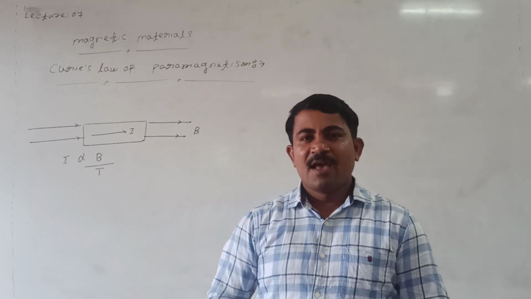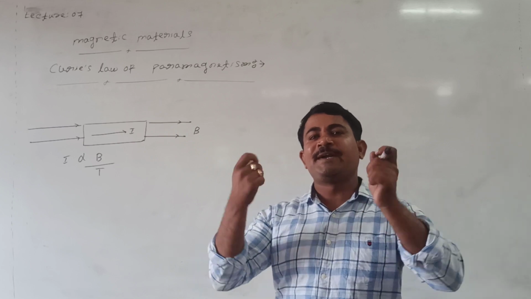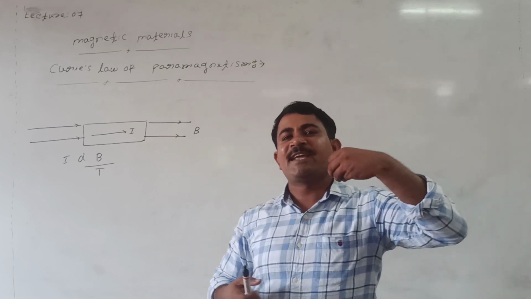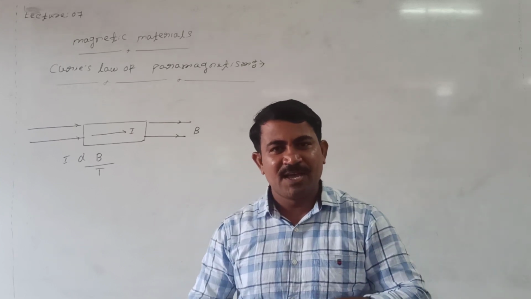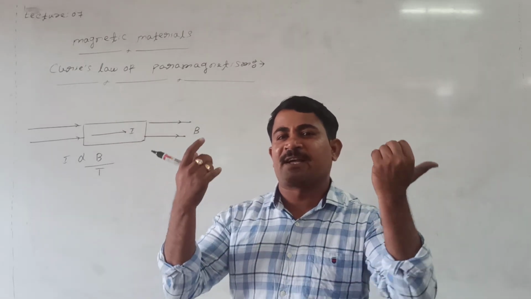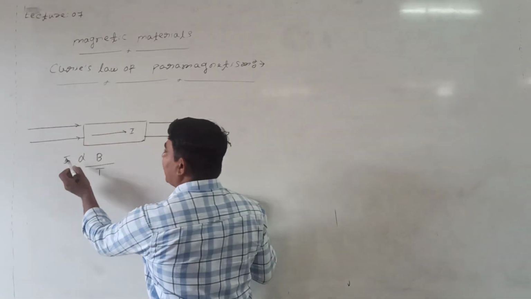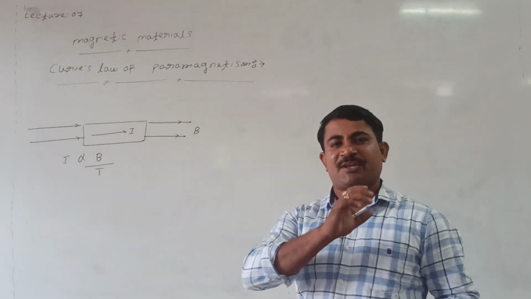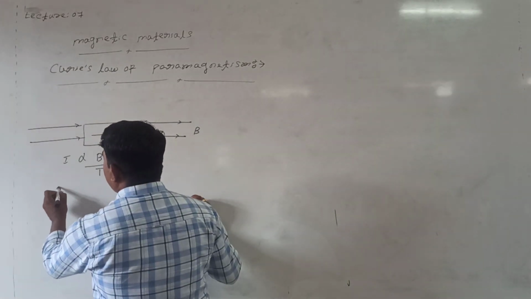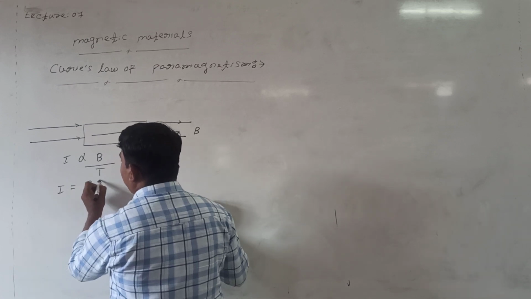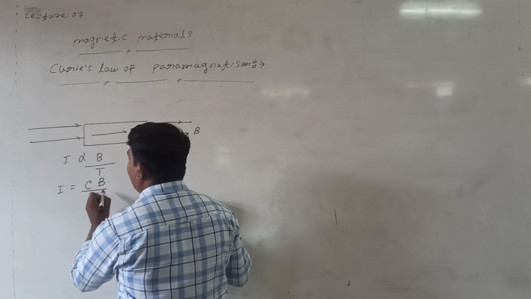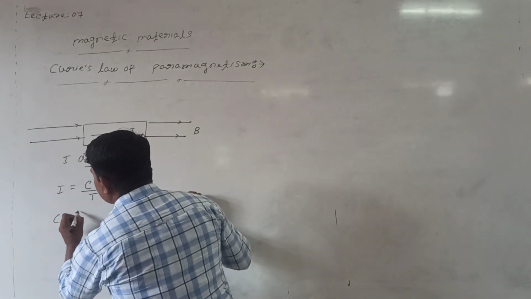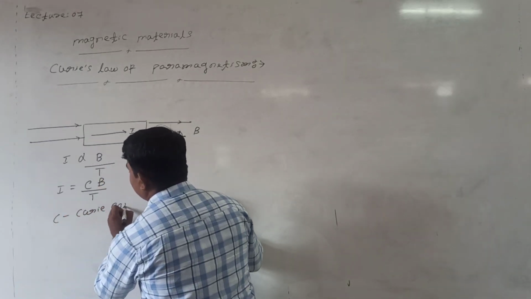The magnetic moment developed depends on the external magnetic field. The more you increase the magnetic field, the more magnetic moment develops, and the more you decrease the temperature, the more magnetic moment develops. Simply, magnetization of the paramagnetic material is directly proportional to the external magnetic field and inversely proportional to absolute temperature, or else magnetization I equals C B divided by T, where C is a constant called the Curie constant.